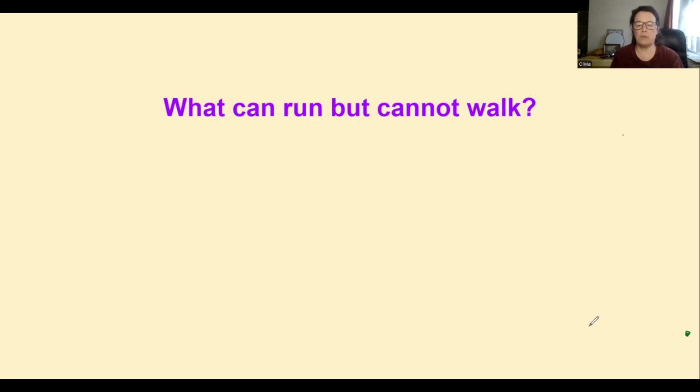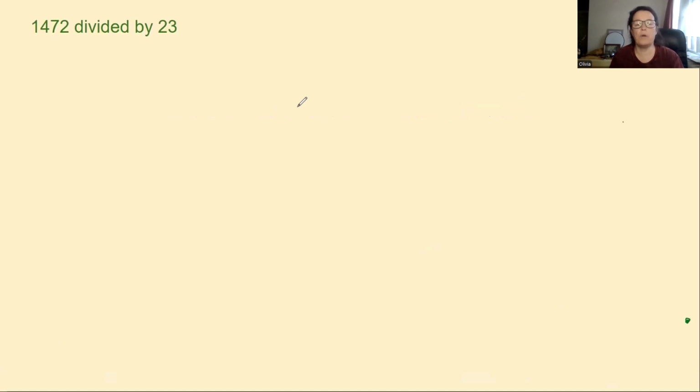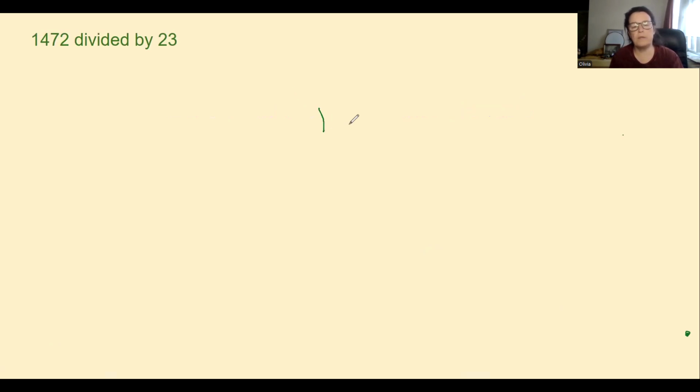Okay, let us go on to the next slide. Oh, here we go. So I have got 1,472, and that's my dividend. My divisor is 23, so I'm going to write my divisor here. Lots of people call this the bus stop method. So the dividend is here and the number you're dividing by, the divisor, is here.